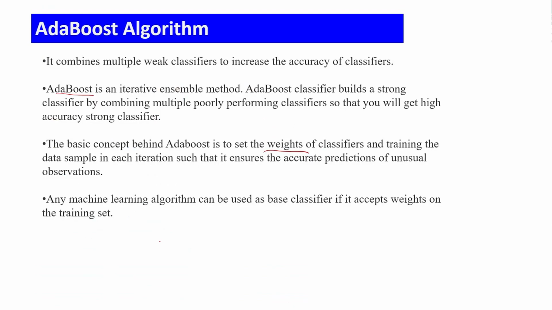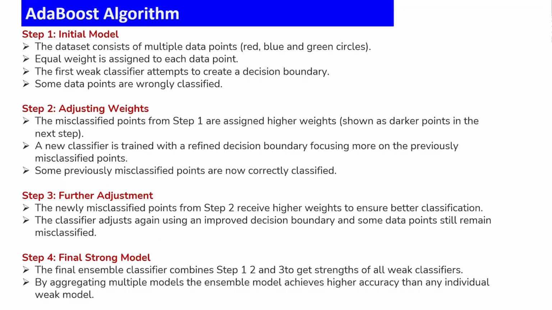That is the second classifier. In the third step, we further adjust, because there will always be some errors, to get better classification. The classifier adjusts again using the improved decision boundaries, and finally in step 4 we ensemble or combine steps 1, 2, 3 to get the strength of each of these weak classifiers and build a strong classifier. But in AdaBoosting we use a very interesting concept. Let me go back to the board and explain.